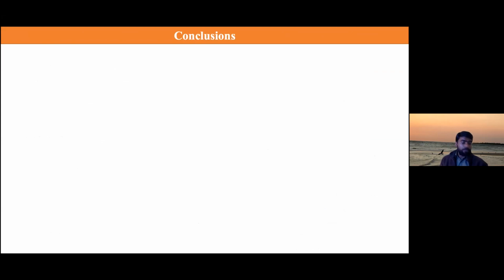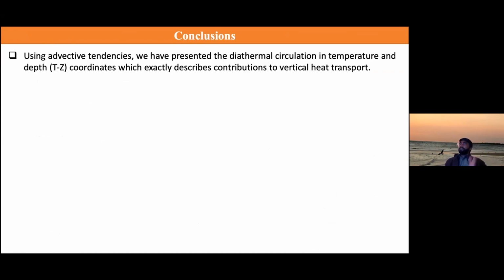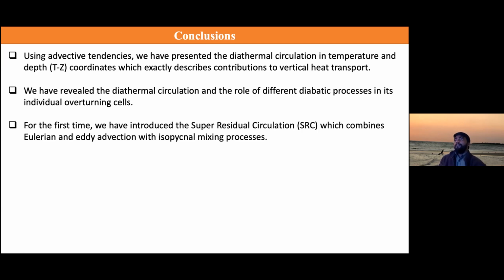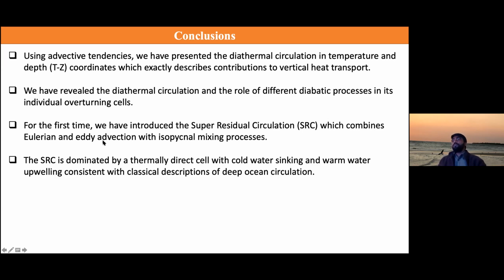In conclusion, using the advective tendencies, we have presented the diathermal circulation in temperature and depth coordinate, which exactly describes the contribution to vertical heat transport. We have revealed the diathermal circulation and the role of the different diabatic processes in its individual overturning circulation cells. For the first time, we have introduced the superresidual circulation in depth and temperature coordinate. And the SRC, or superresidual circulation, is dominated by the thermally direct cell with cold water sinking and warm water upwelling, consistent with the classical description of the deep ocean circulation.